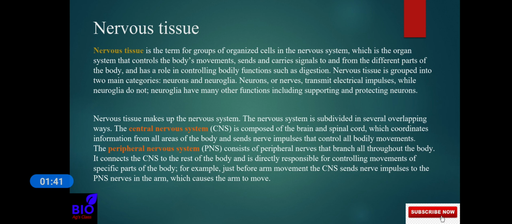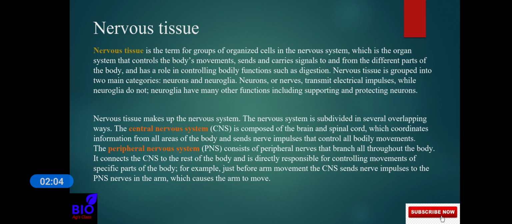As you know, neurons are the nerve cells and they can't divide. They can't have any kind of cell division. But neuroglia are cells that can divide, they can have cell division. That's why we can have a brain tumor.